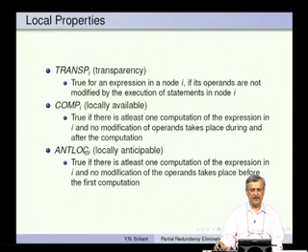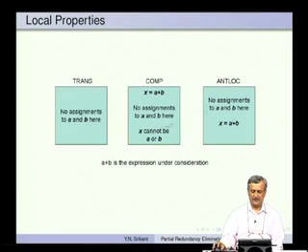What is the locally anticipable property ANTLOC I for a basic block I? It is true if there is at least one computation of the expression in I and no modification of the operands takes place before the first computation of the expression. So, there are no assignments to A and B here. In this case, that is not important. In the case of COMP, there could have been assignments to A and B before x equal to A plus B. For transparency, none at all.